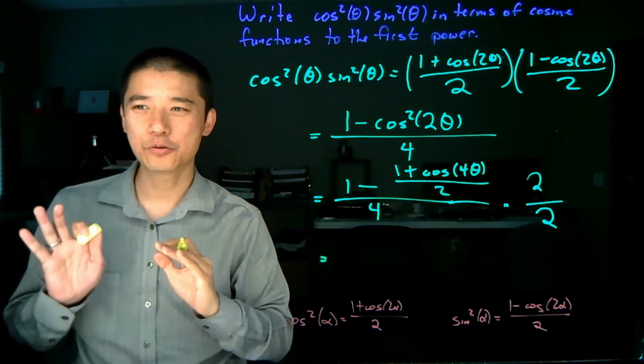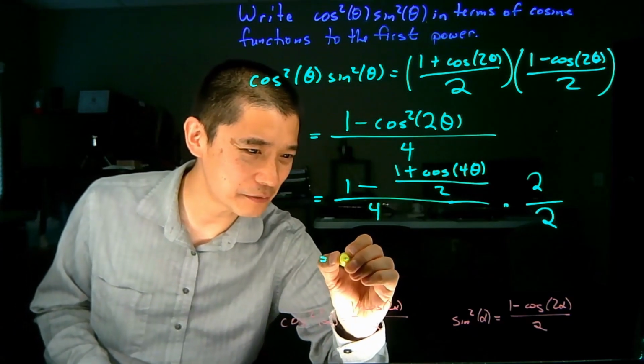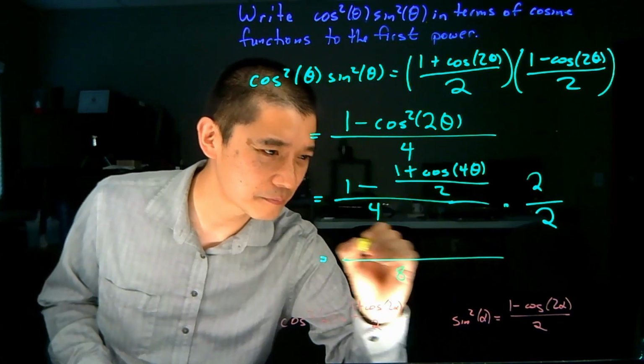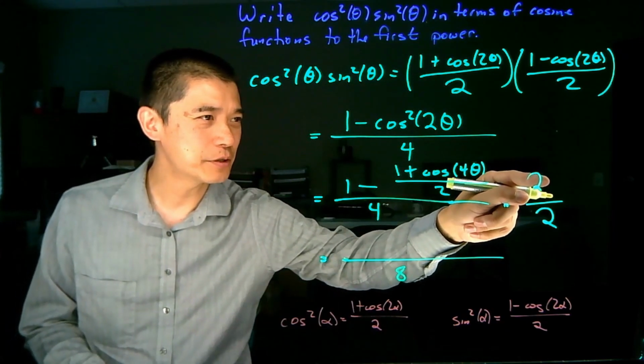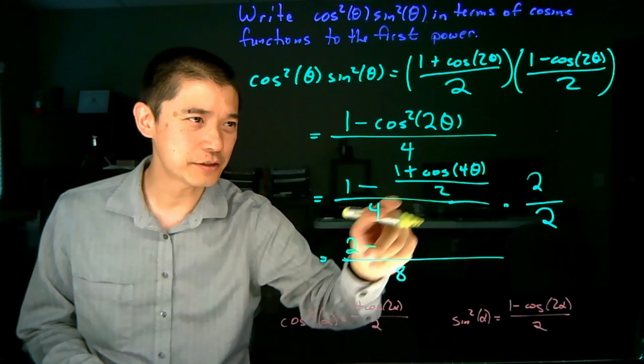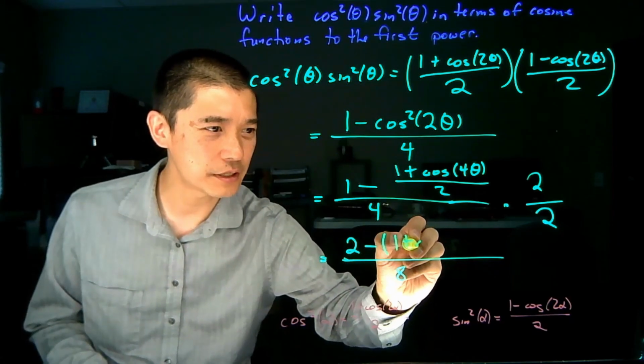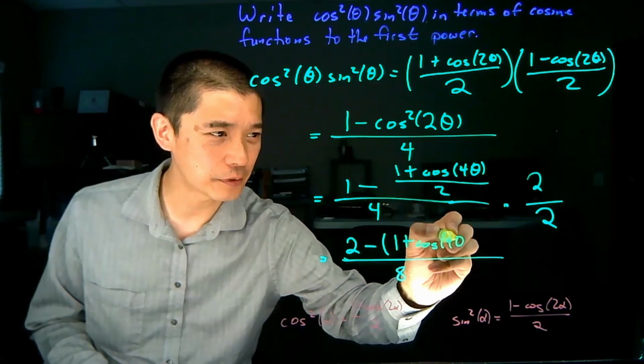When you do this, you do need to be careful. You do need to make sure you distribute. So, denominator first, because that part's pretty easy. What happens if we distribute? 2 times 1 is 2, minus. Now the 2's cancel out, so we have minus parentheses 1 plus cosine of 4 theta.